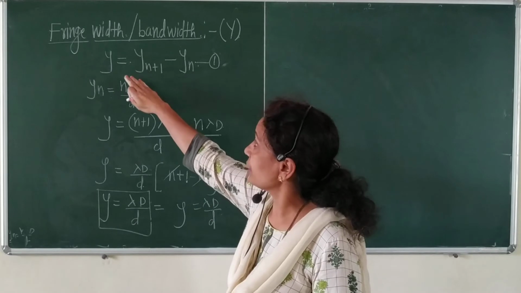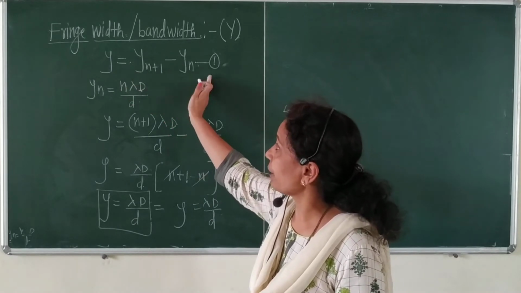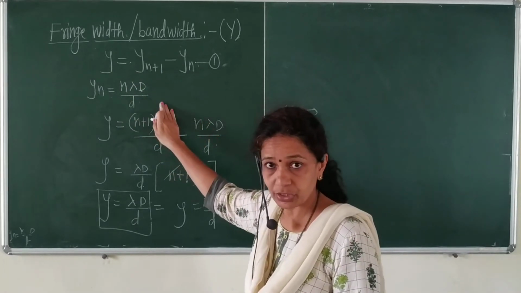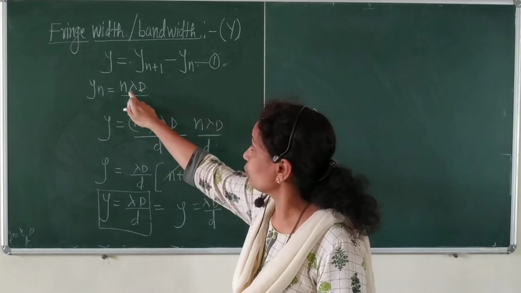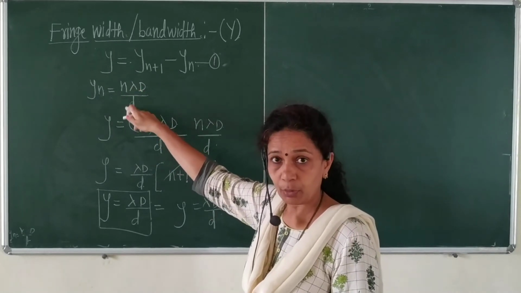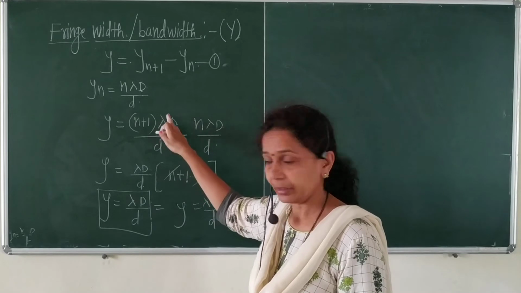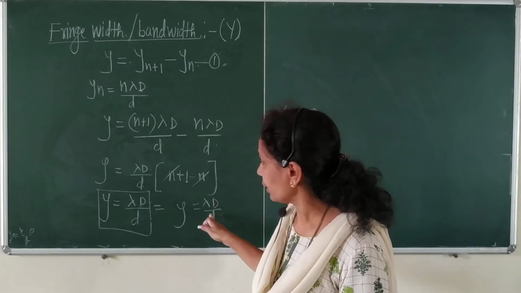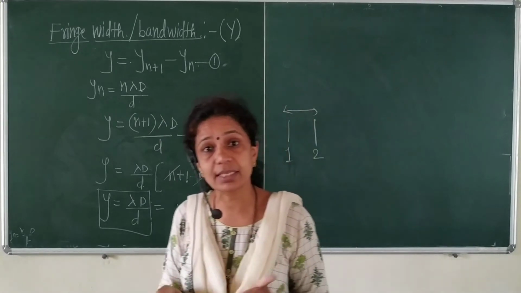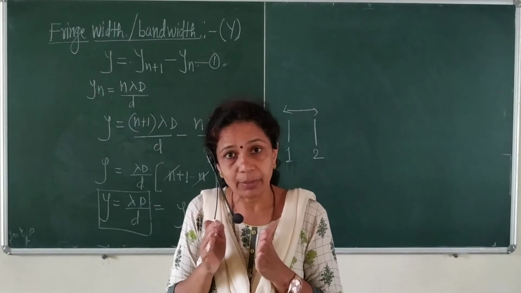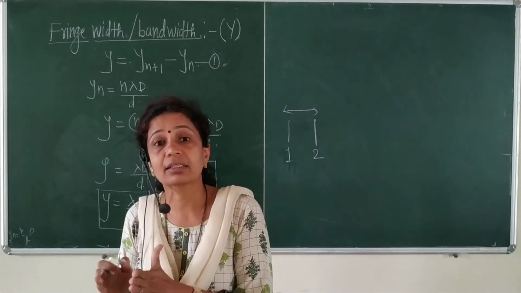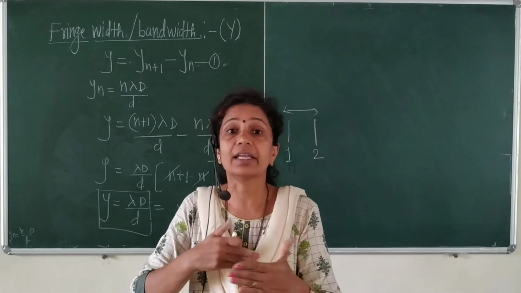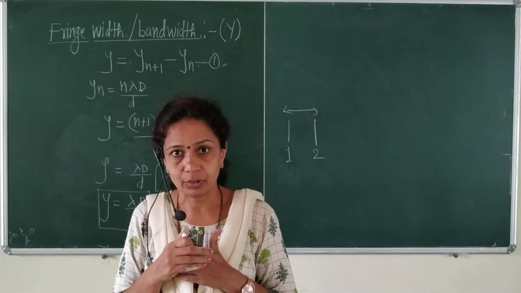Okay, replace here again y is equal to yn plus 1 minus yn. Write down the condition here. Yn is equal to 2n minus 1 upon 2d into lambda D. Okay, you can calculate this. Again we get the same. Therefore, we can say that the bright band and the dark band are equidistant. They are equally spaced.